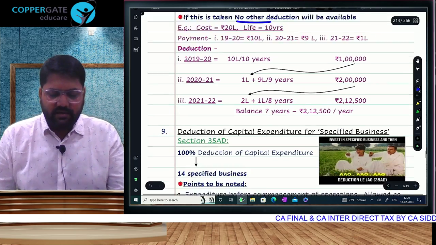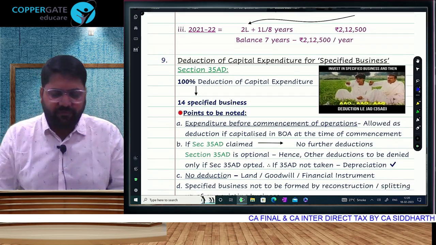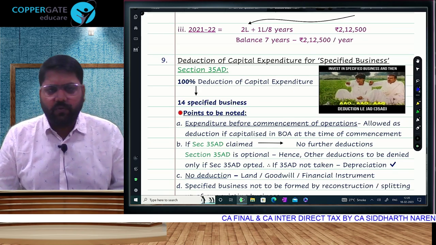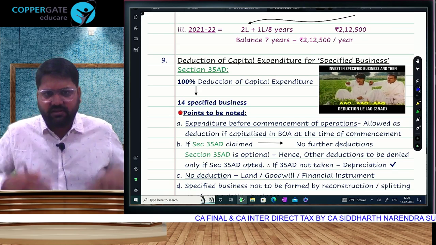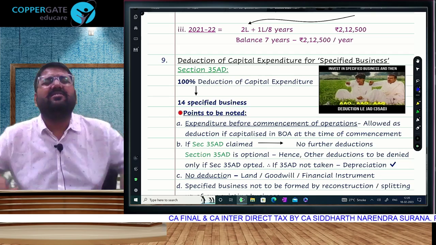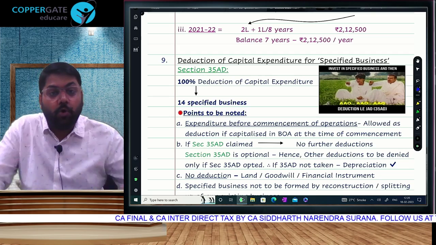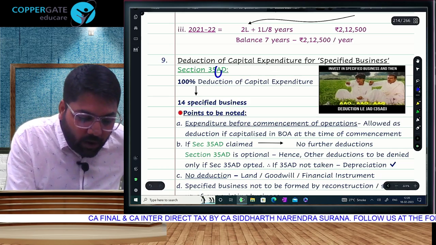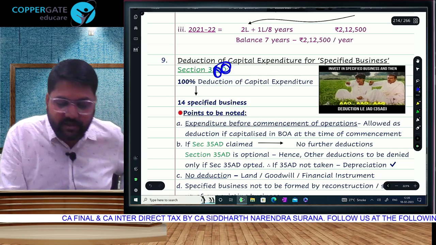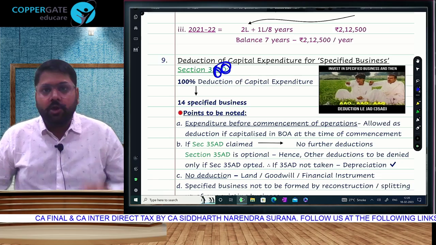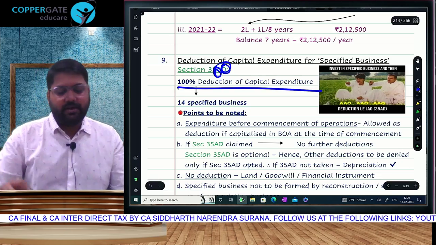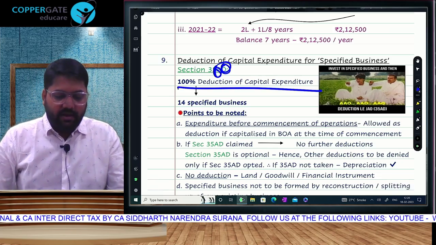One of the most important sections for CA final as well as inter, if you are doing these 14 specified businesses, the government is desperate. Please, please, do this business. Come, take deduction. Come, take deduction. 35AD. So in 14 specified businesses, you will get 100% deduction of capital expenditure.